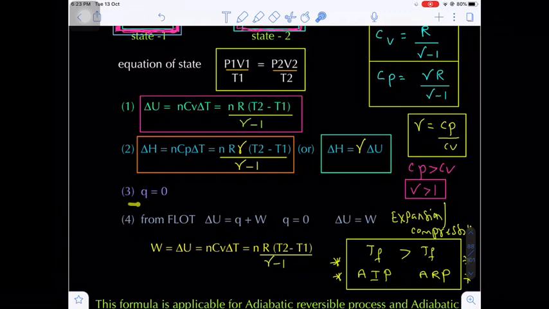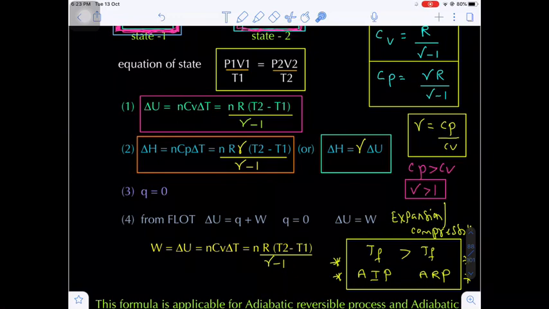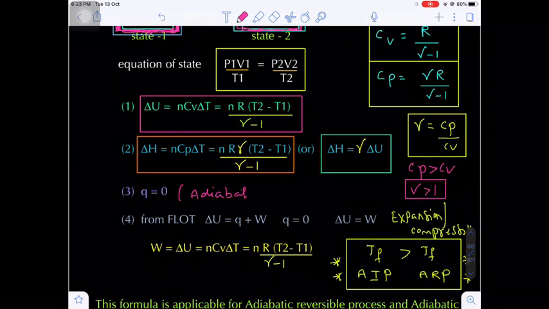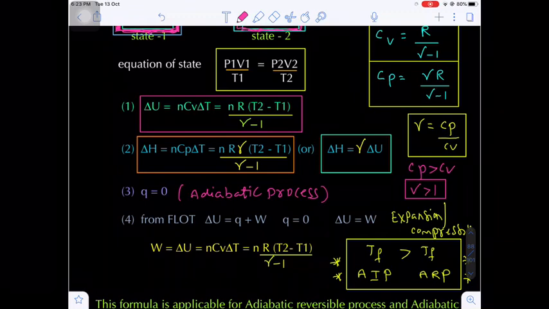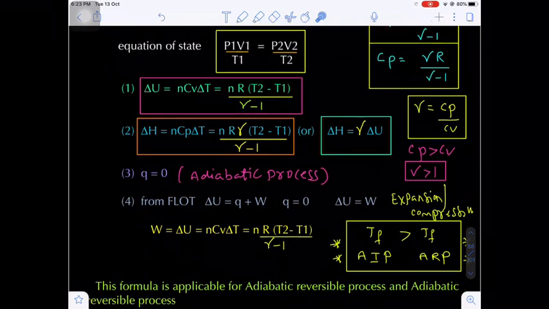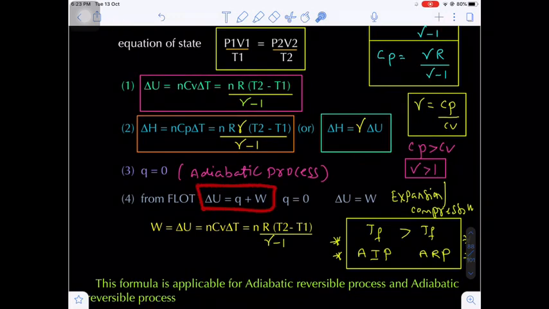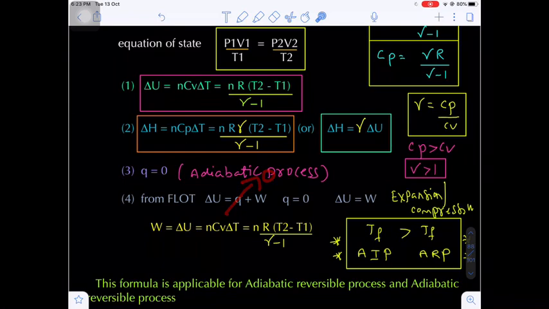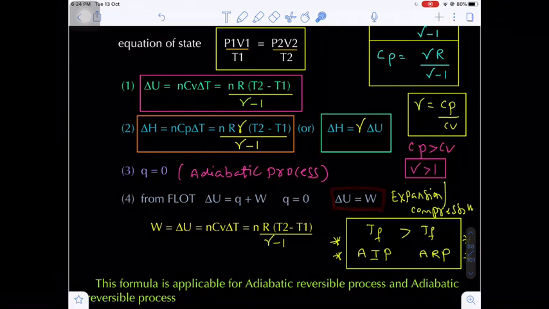And one more important thing, what is the Q value? No heat exchange between system and surrounding. That is the definition of adiabatic process: throughout the process there will be no exchange of heat between system and surrounding. Now we know from the first law of thermodynamics, delta U is equal to Q plus W, where the Q value will be 0. That means here delta U will be equal to W. That means the work done by the system is only due to its internal energy. Are you getting my point?